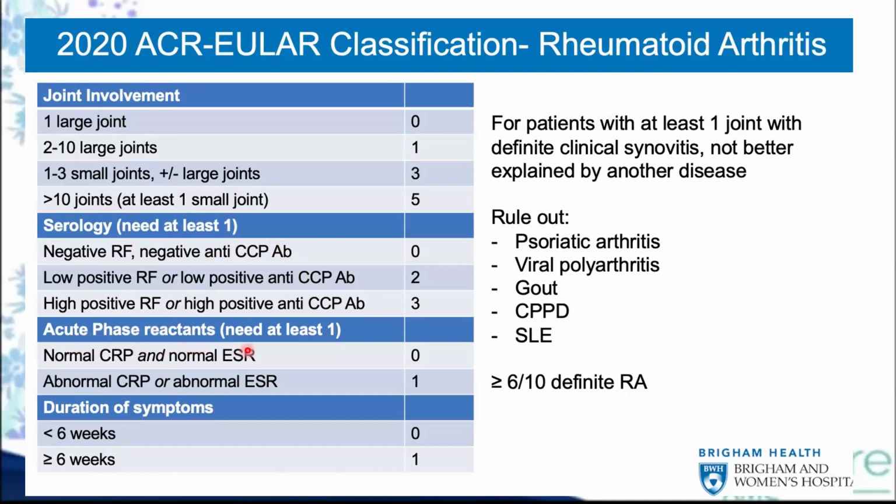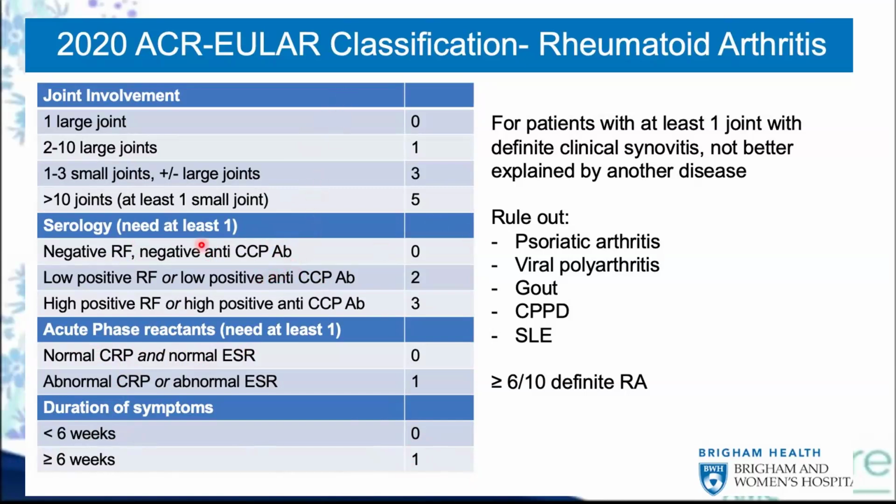Then you also need an ESR or CRP to be high, right? Duration of symptoms also matters. If it's more than or equal to 6 weeks, then there is a chance that it is rheumatoid arthritis, right? So duration more than 6 weeks, pain and stiffness more than 1 hour, affecting more than one joint, right?